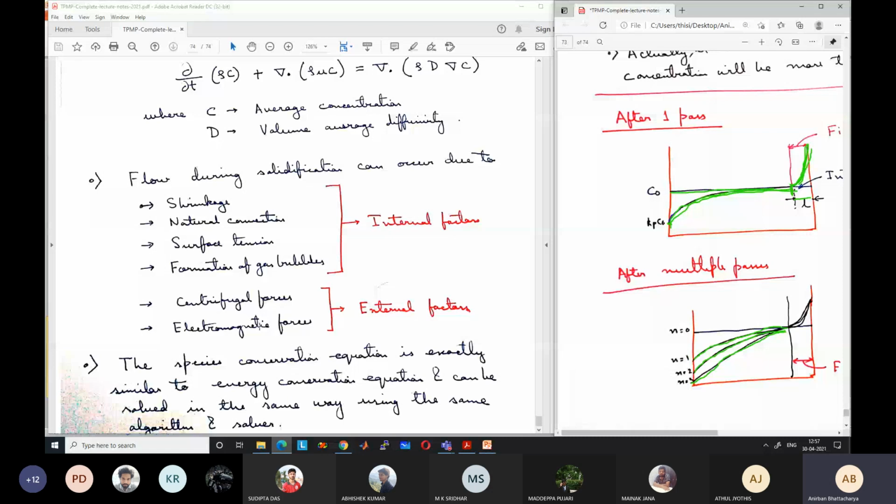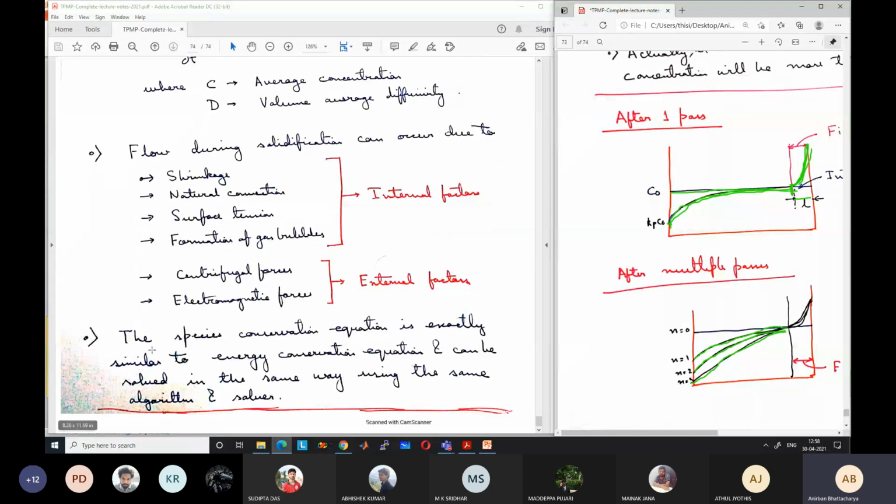So the final comment is that the species conservation equation is exactly similar to the energy conservation equation and can be solved in the same way, using the same algorithm and solver we have already discussed. So this equation can be solved in the same way as the energy equation using the same algorithm and solver. With this we will conclude our course.